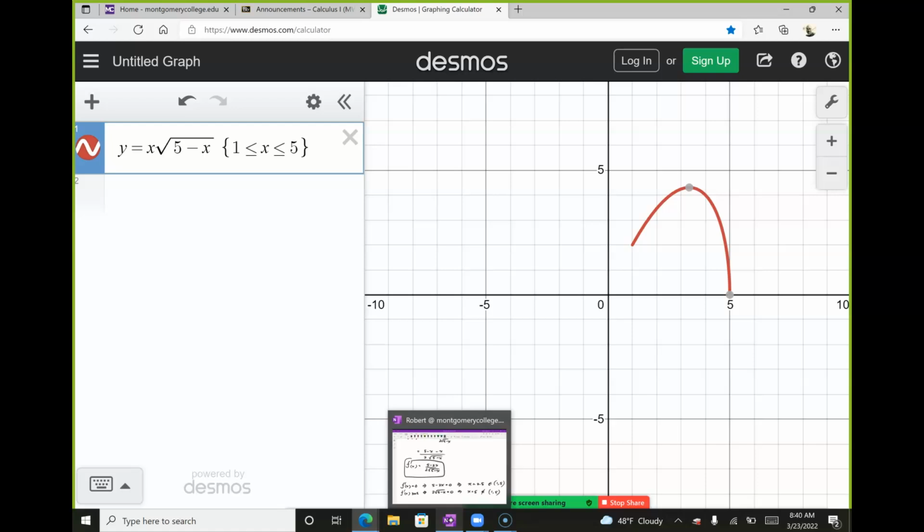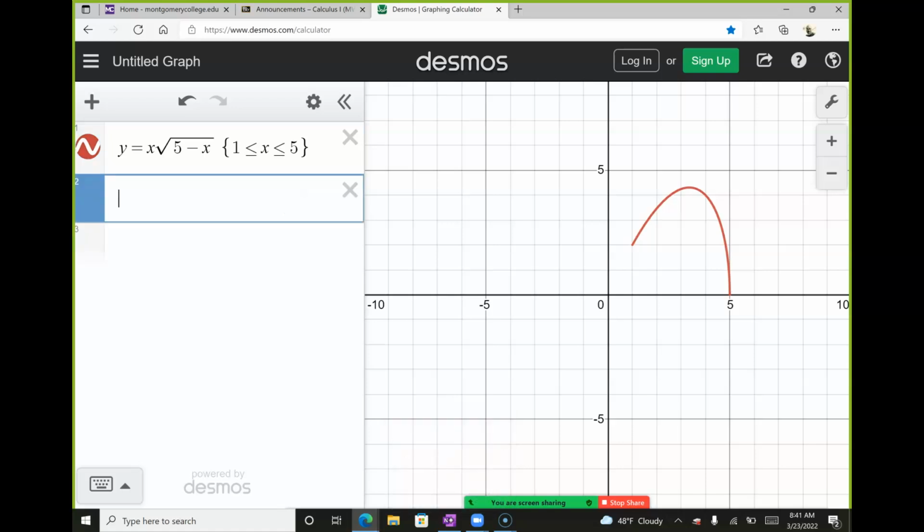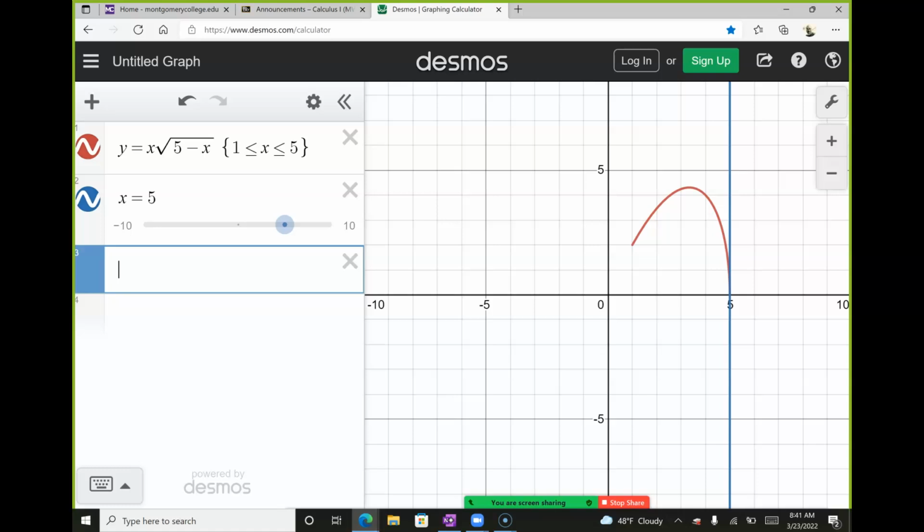Yeah, can you go over it again? Yeah, when I get a critical value that gives me a 0, I see a horizontal tangent line. I see the top of a hill or the bottom of a valley. When I get a critical value that gives me a does not exist, I get a vertical tangent line, right? So you can see here, if I write x equals 5, I get a vertical tangent line on my graph at 5.